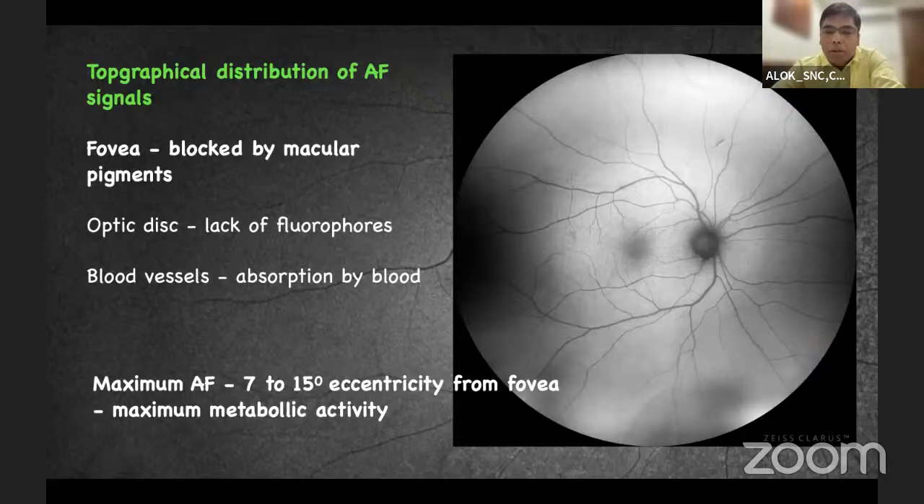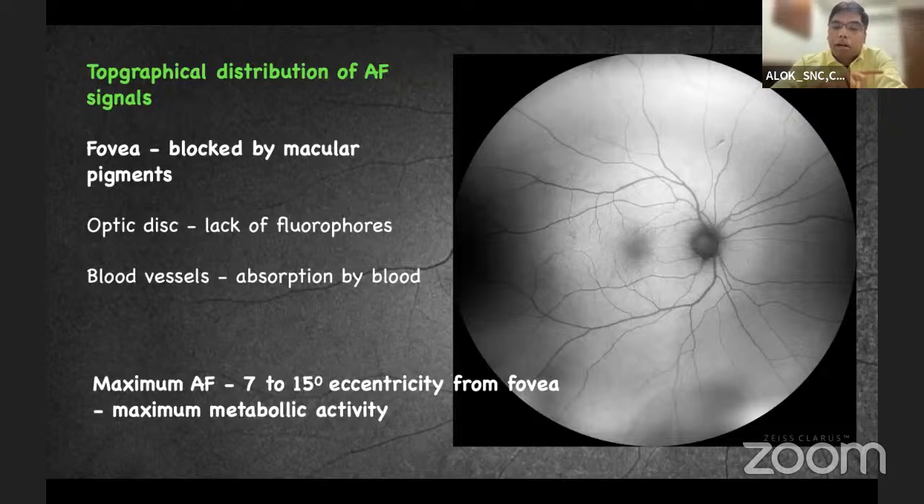And this is because of the maximum metabolic activity here. So if you recall the fundus autofluorescence, the autofluorescence is coming from the RPE, and you now know that because in the fovea there are macular pigments, lutein and zeaxanthin, which block the blue light, hence you have a dark fluorescence at the center.